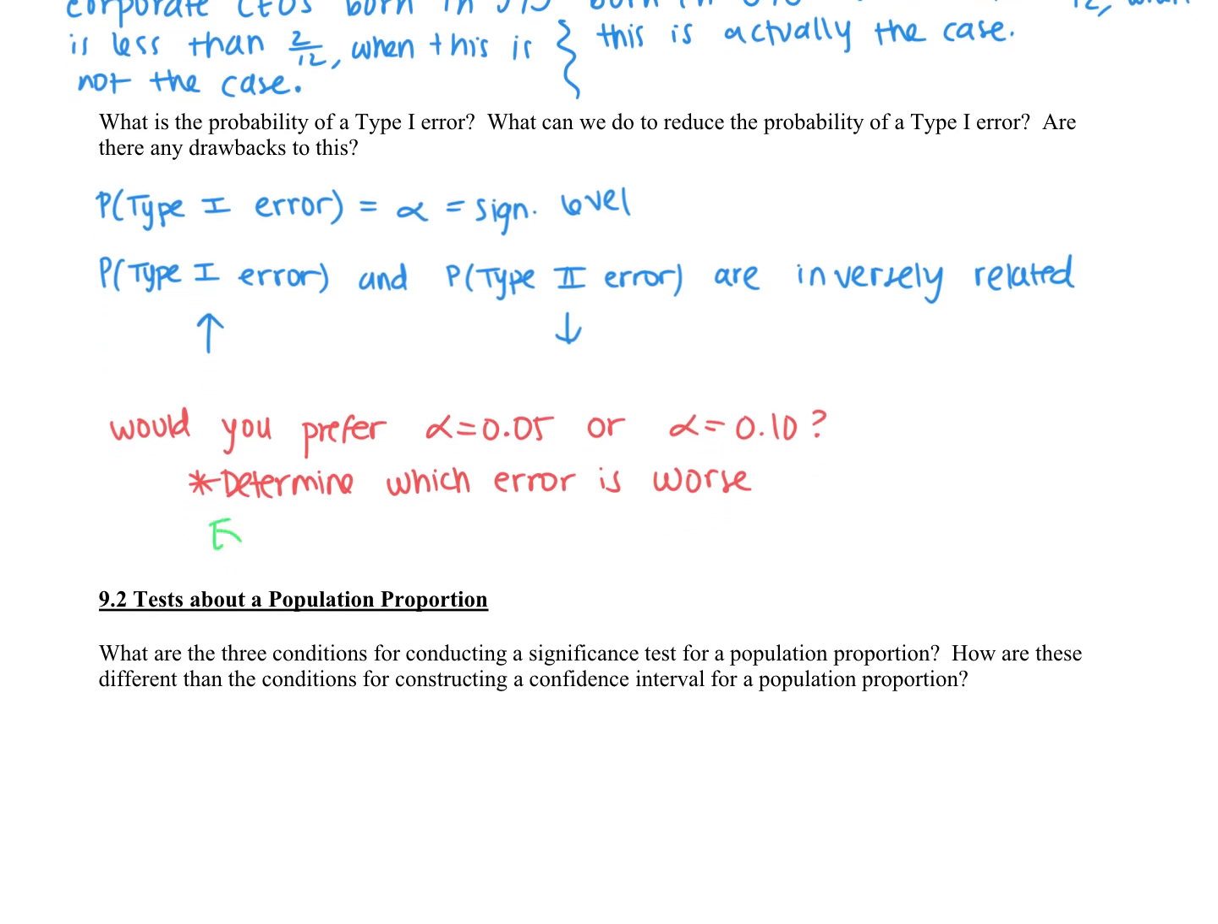For example, if type 2 is worse, we can minimize type 2 by, so if we want to bring type 2 error down, we have to bring type 1 up. So we can minimize the probability of a type 2 error by choosing a larger alpha, and that's because alpha is a type 1 error.